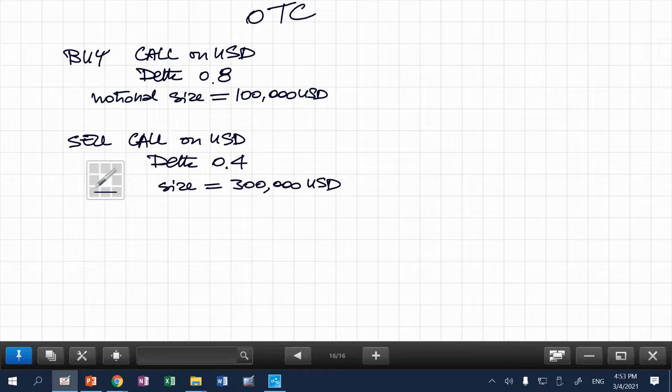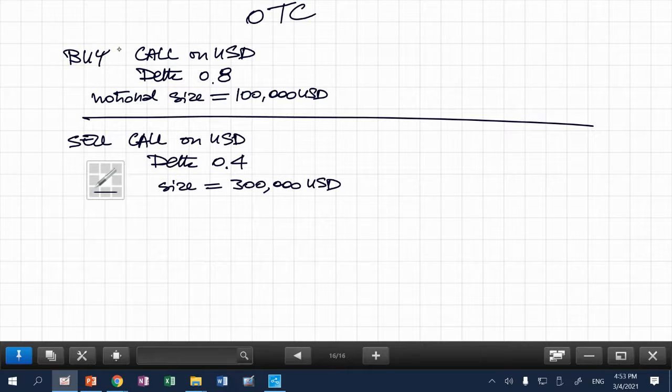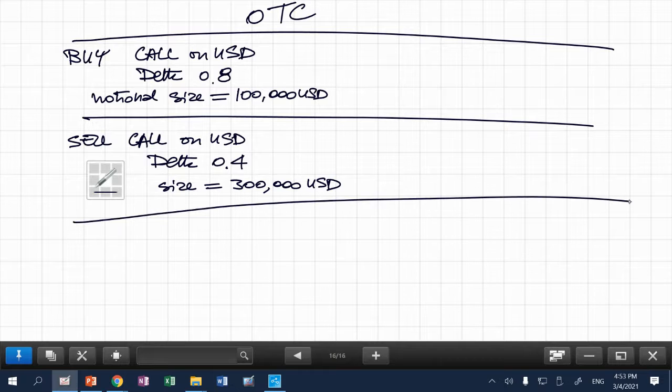So the problem here is that the first contract has a higher delta, but at the same time a smaller size. You must consider both things together if you want to understand whether overall you are bullish on the dollar, as the first position is, or bearish on the dollar, as the second position is. Now, how can you understand your overall exposure? Here, the only possible transformation into an equivalent is to transform it into a cash equivalent.